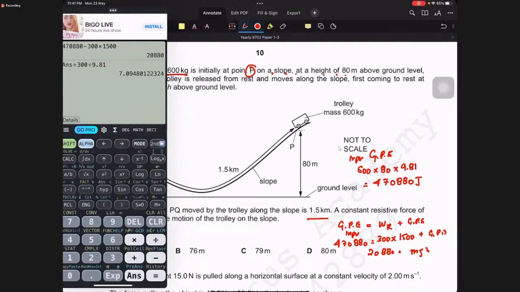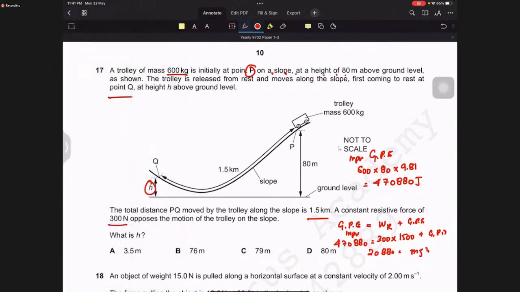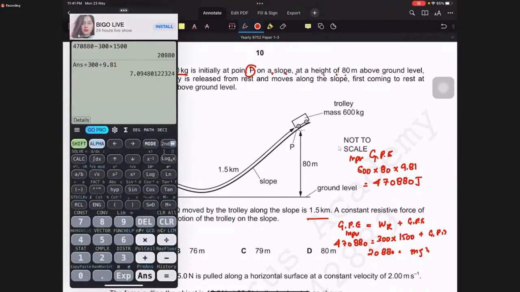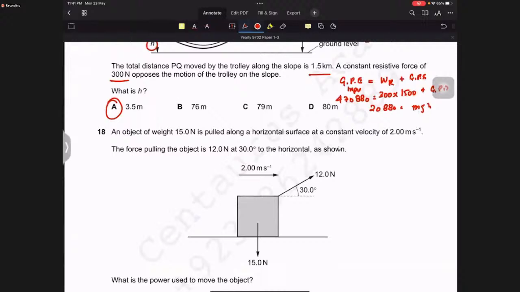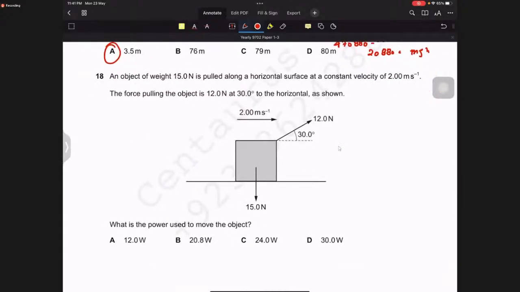So that's around 7.1. Mass is 600, sir. Mass 600. Oh no. That's going to be an even smaller answer. That's 3.5 then. Pretty good actually. Not bad. All right. Now going to 18, an object of weight 15 newtons pulled along the horizontal surface.